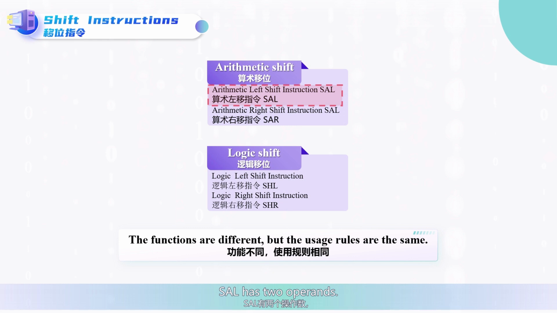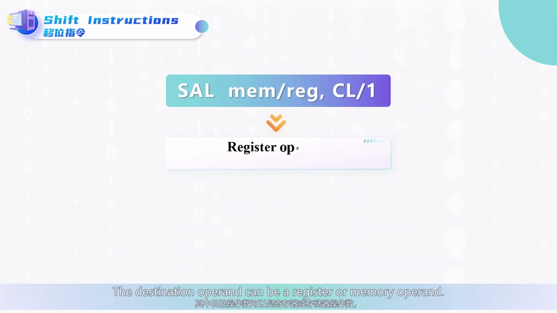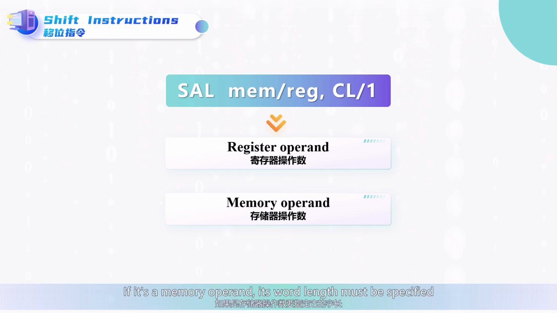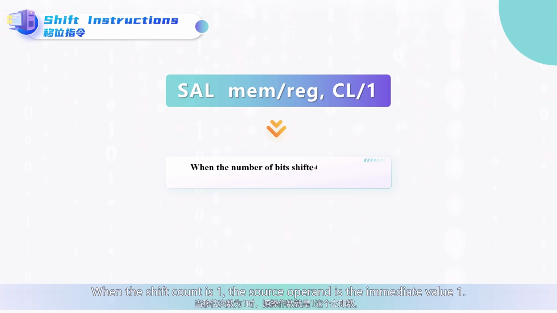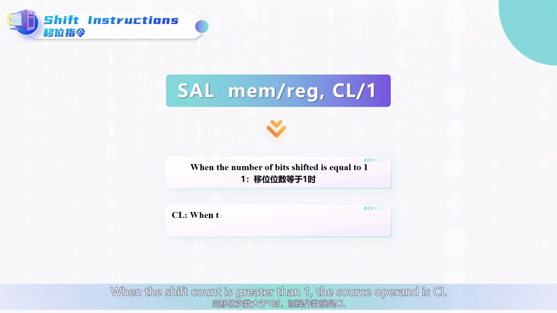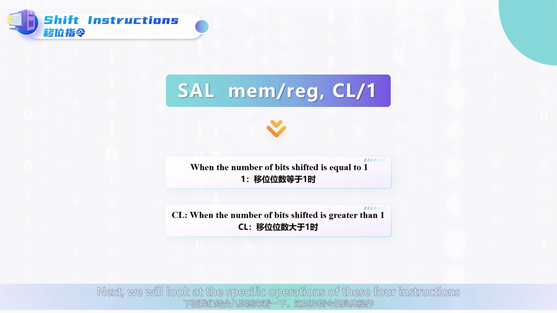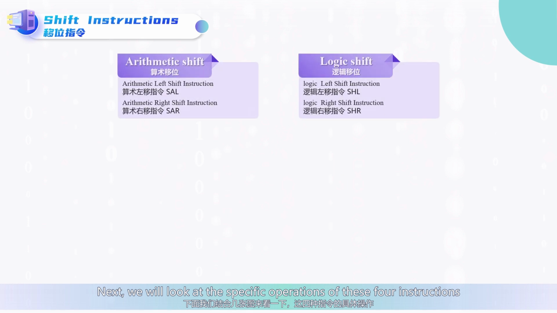SAL has two operands. The destination operand can be a register or memory operand. If it's a memory operand, its word length must be specified. The source operand can be 1 or CL. When the shift count is 1, the source operand is the immediate value 1. When the shift count is greater than 1, the source operand is CL. Next, we will look at the specific operations of these four instructions with the help of several diagrams.